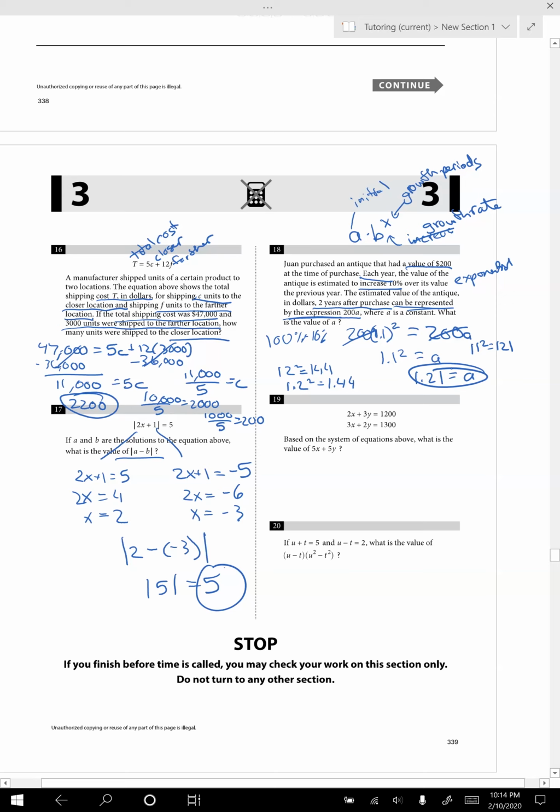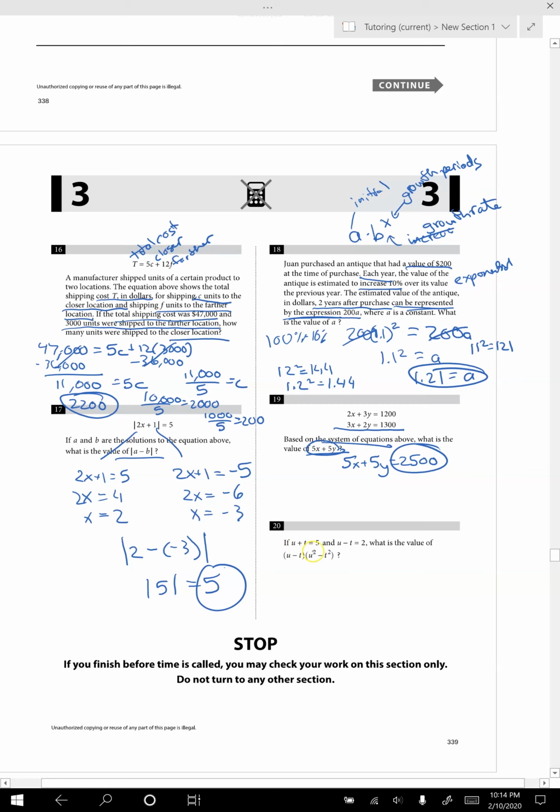Number 19. Based on the system of equations, yeah, I see 2 equations there. What is the value of 5x plus 5y? Now, when they ask you to solve for x or y individually, there may be something else to do. When they're asking you to solve for an expression like this, the first thing you want to do is check for simple elimination, which means just add the 2 equations or subtract them and see what you get. In this case, we add them, and we get 5x plus 5y. Oh, hooray, we're basically done. Equals 2,500. So that is our answer.